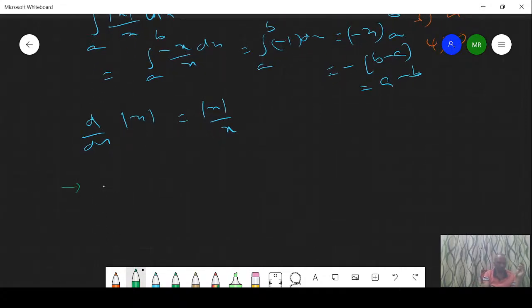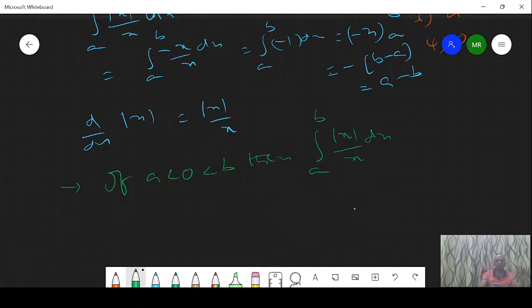Suppose the next case, I am talking about the next case now. Suppose a less than 0, 0 less than b. You can think about this one. A less than 0, 0 less than b. Then what about this problem? Then the integral from a to b of mod x by x dx.